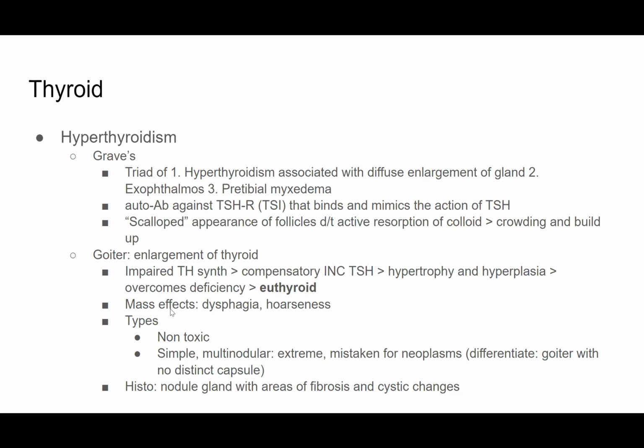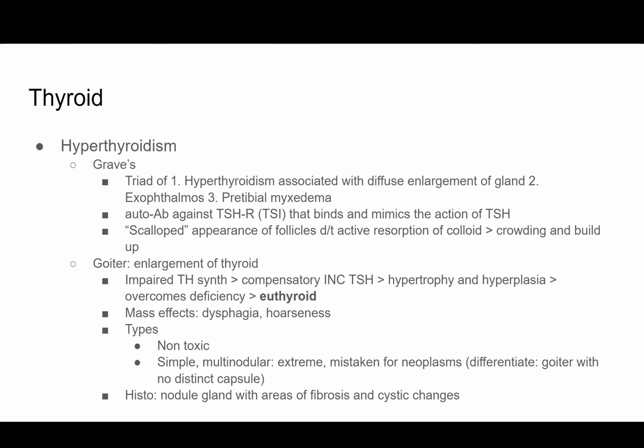And then mass effects, dysphagia, hoarseness, types, non-toxic versus simple, multinodular. How do you differentiate this from a neoplasm? A goiter is not going to have a capsule, whereas a neoplasm, you're going to be able to see that distinct capsule.